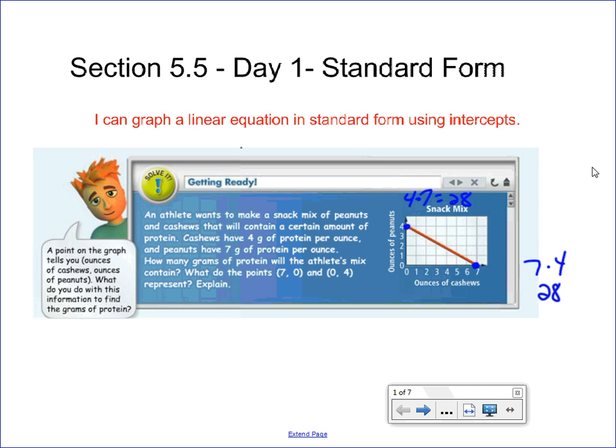So what do these points tell you? 7, 0, this point right here, tells you simply that there are 7 ounces of cashews and no peanuts. The other one, 0, 4, tells you the other thing. It tells you 4 ounces of peanuts and no cashews.